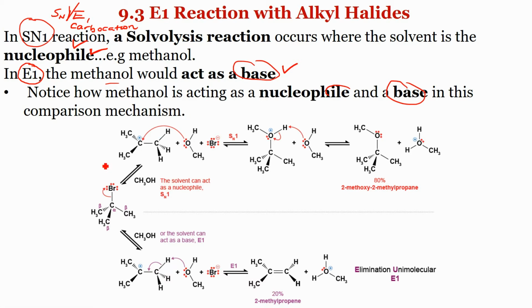Okay, so let's see where the solvent is taking a role in the reaction. In other words, let's define solvolysis. Lysis is breaking down, and solvo comes from the word solvent. So you're doing a reaction which involves the solvent: solvolysis. Both SN1 and E1 will use the solvent either as a nucleophile or as a base. So the solvent is involved in the reaction. This is the solvolysis concept.